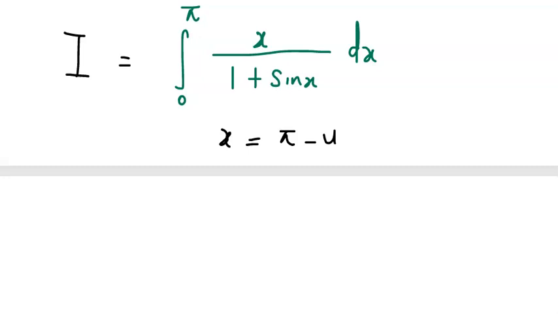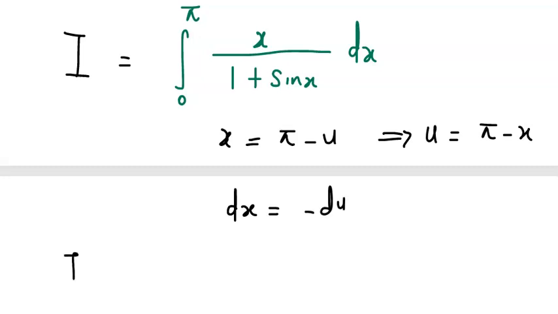Okay, so here we also know that to solve for u, this implies that u is equal to pi minus x. So we differentiate both sides here, we get dx is equal to negative du. So our I is going to be equal to the integral. Let's check the limits of integration. Now when x is approaching 0, u is approaching pi minus 0, which is pi. When x is approaching pi, u is approaching pi minus pi, which is 0.